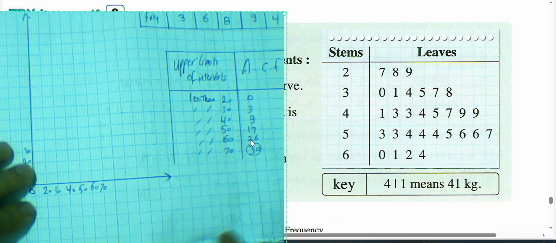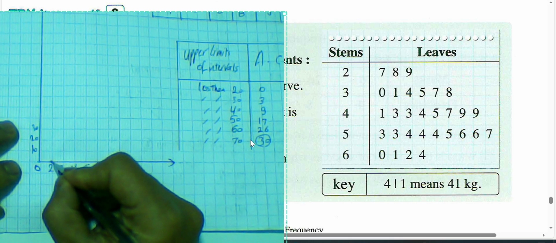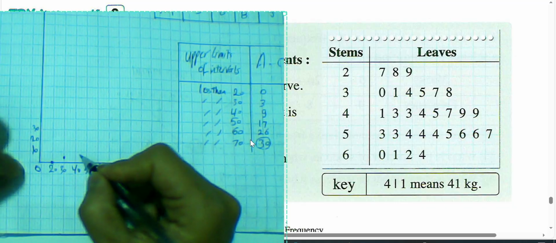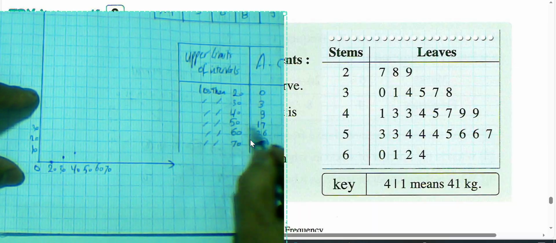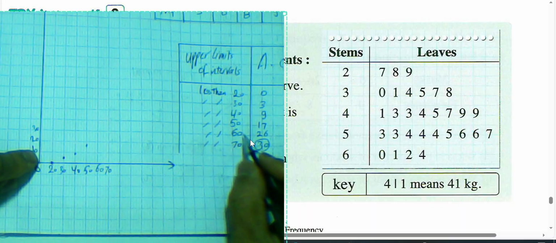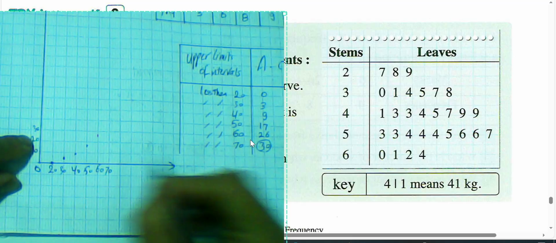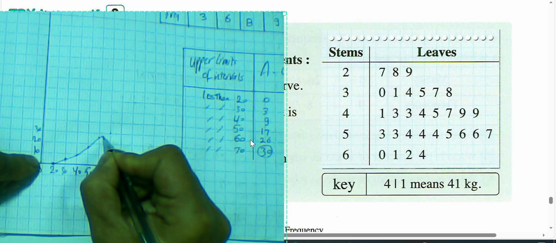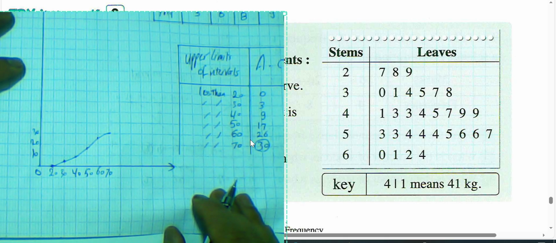The first, 20 with 0, 30 with 3, 40 with 9, 50 with 17, 60 with 26, and 70 with 30. And then draw the curve here.